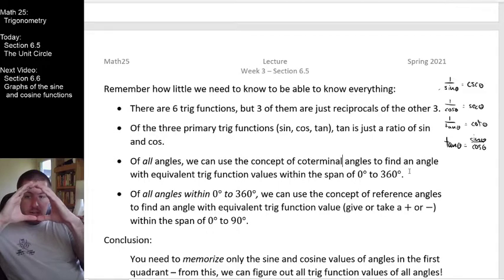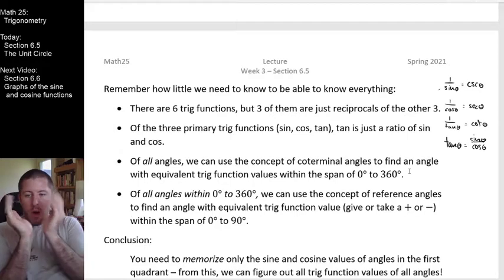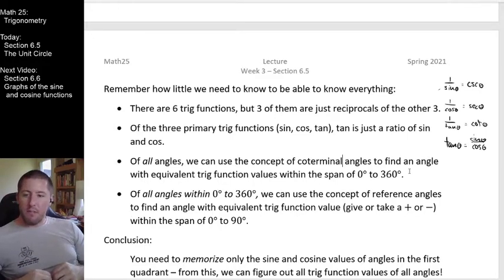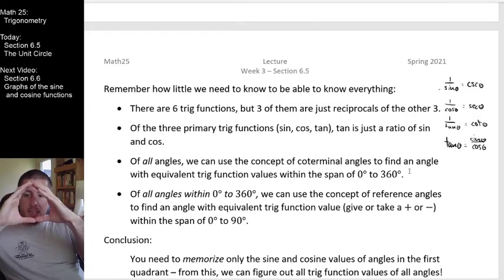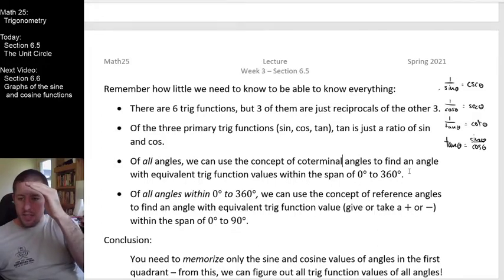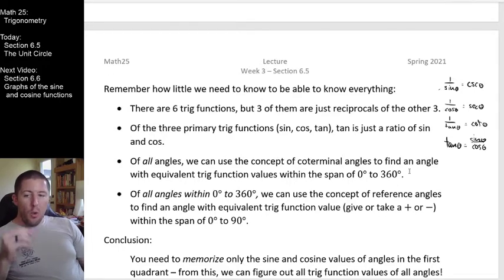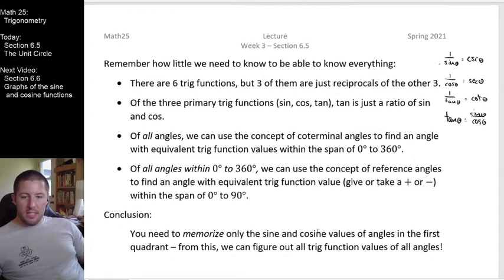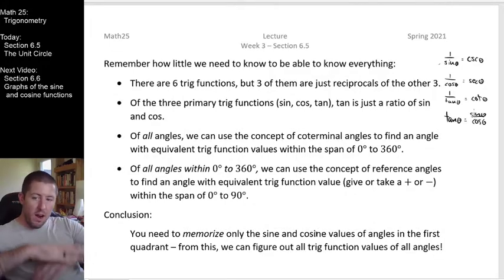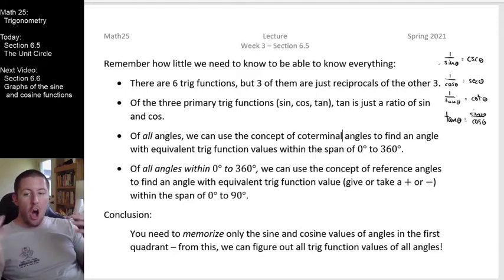Now that we're within 0 to 360, what we saw last class is we all know our first quadrant. We don't want to have to memorize our other 3 quadrants' worth of stuff. So we came up with the idea of reference angles. Reference angles will take anything in 0 to 360 and say, I know my one angle within just 0 to 90 that's going to have the same values as that. We'll need to decide whether to attach a positive or a negative to it, but all this really says to me is this: the only thing you need to memorize is just the sine and cosine values of the angles in the first quadrant. And from that, we can figure out all trig functions associated with all angles.